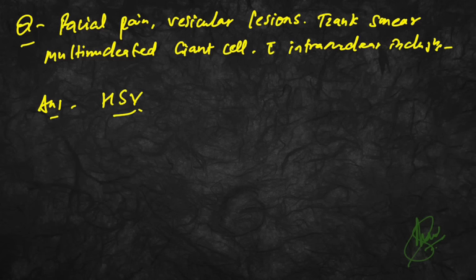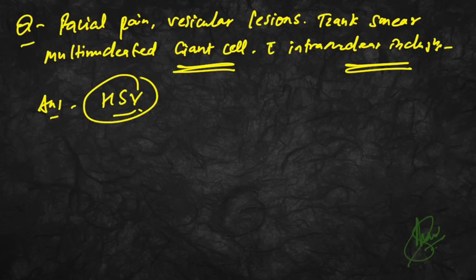Then facial pain with vesicular lesions. Tzanck smear is showing multinucleated giant cells with intranuclear inclusions. This is herpes simplex virus. That is the direct answer, vesicular lesions, painful lesions, and facial lesions along with the giant cells.